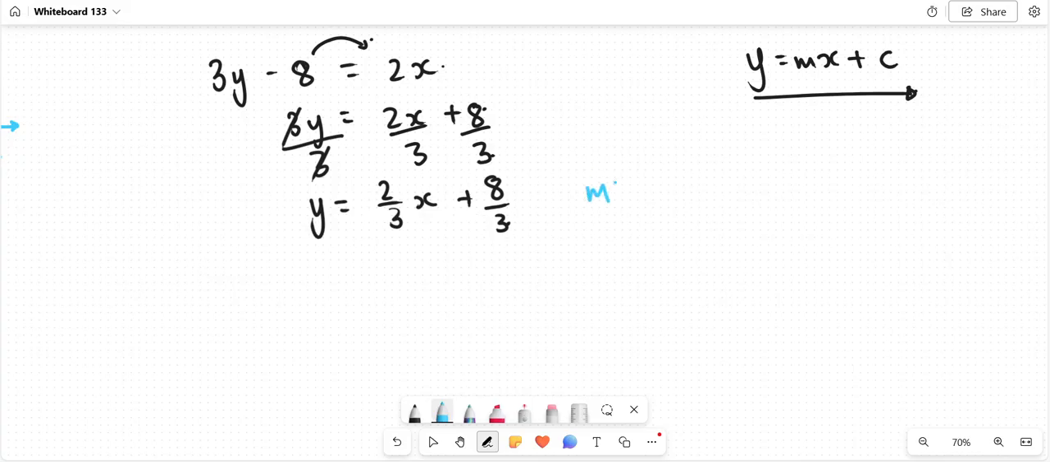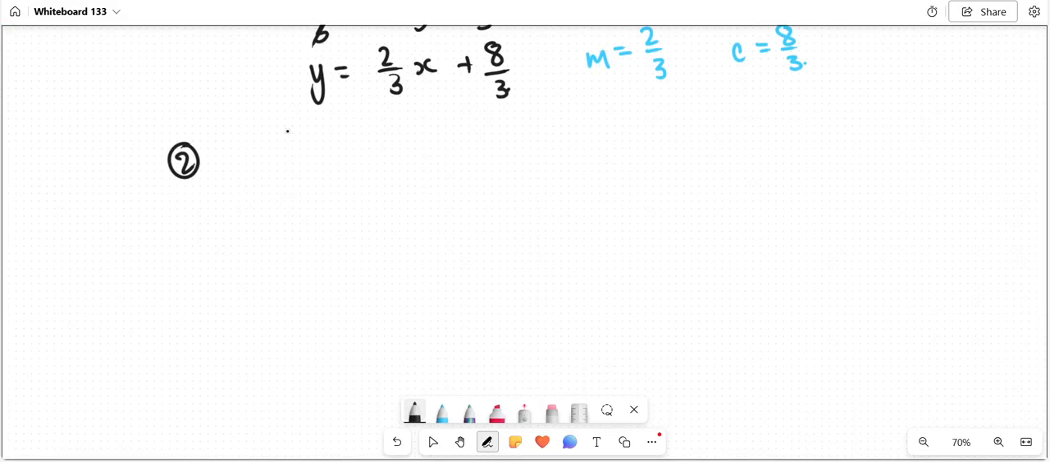As an added caveat to this, you could be asked what is the gradient. So you'd have to say the gradient is 2 over 3, and the c is 8 over 3. Sometimes they would give you something like this, and they would ask what is the gradient and what is the y-intercept. So that is question number 1. Let's do question number 2.